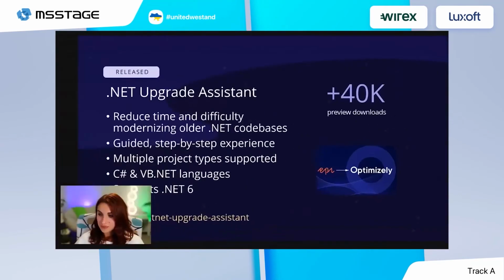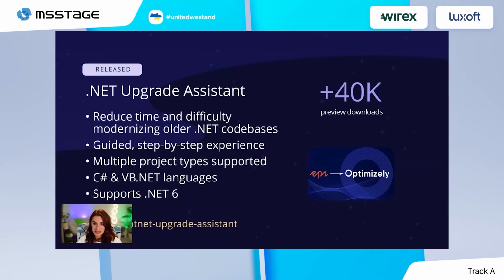And this tool is called Upgrade Assistant. It reduces time and difficulty modernizing older .NET code bases. It provides a guided step-by-step experience, supports multiple project types, C# and VB.NET languages, and it will help you to upgrade to .NET 6. So you can get this tool at aka.ms/dotnet-upgrade-assistant. And run it.